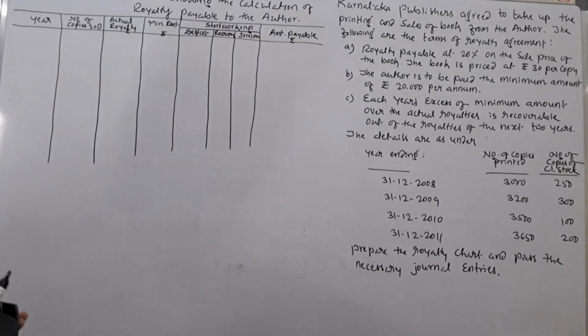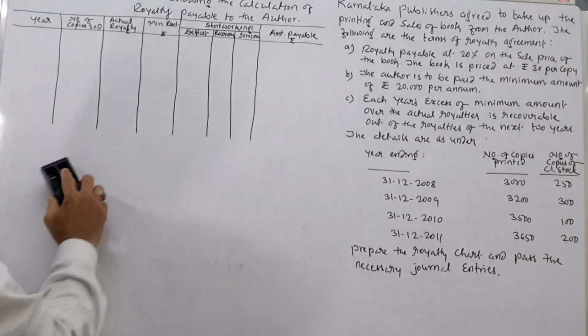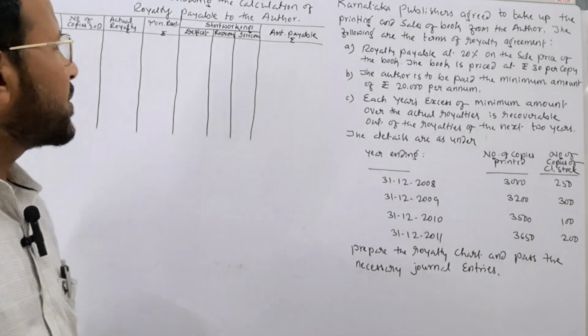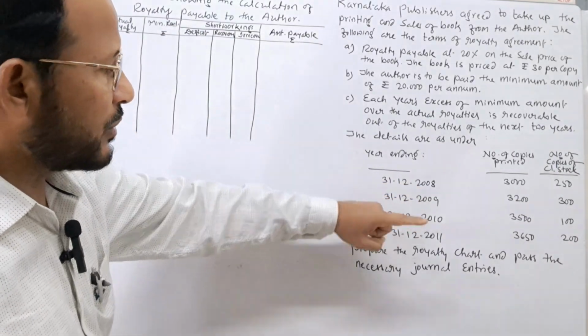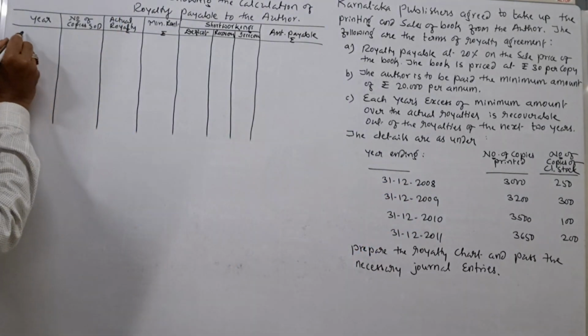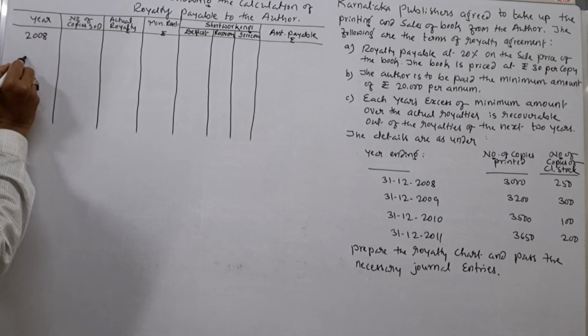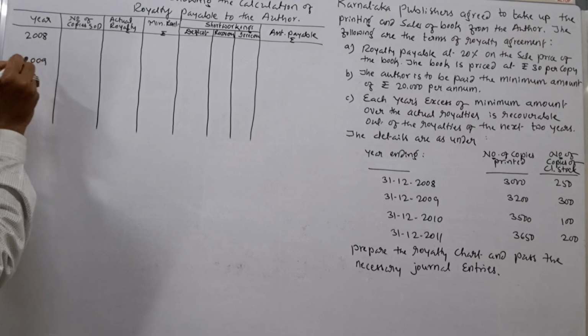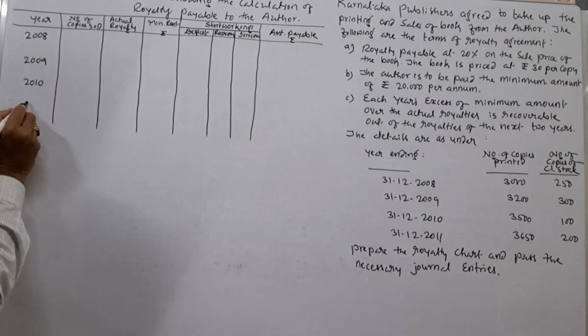Now, first thing what we have to do is, first we write the years 2008, 2009, 2010 and 2011. Four years' details are given here.